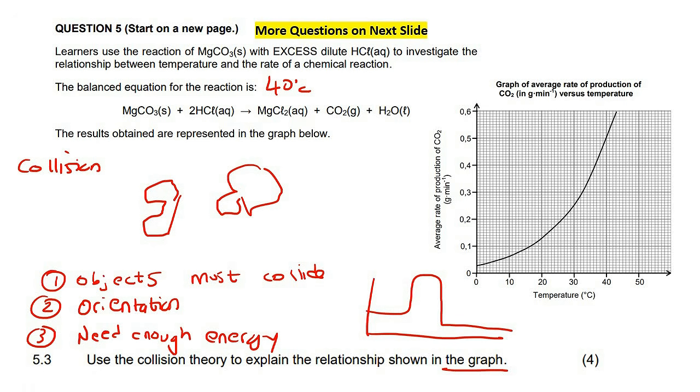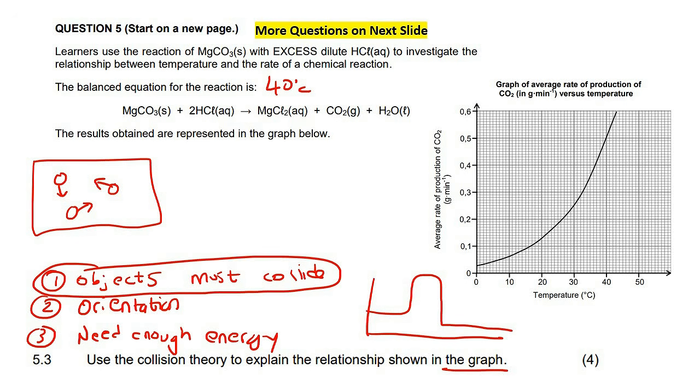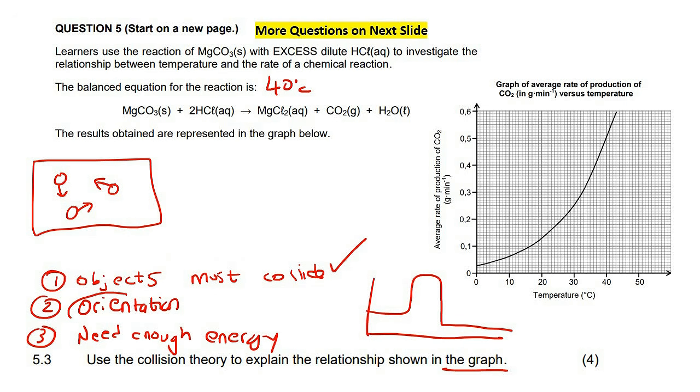So let's think about that from a collision theory point of view. If you have a container, and you've got molecules moving around, and you increase the temperature, what happens to those molecules? Well, they are going to move faster because they're going to have more kinetic energy. Does that not mean that they're going to collide more often? Yes.